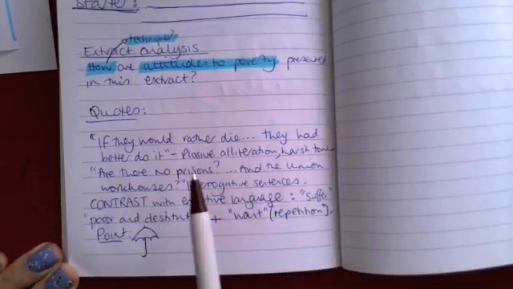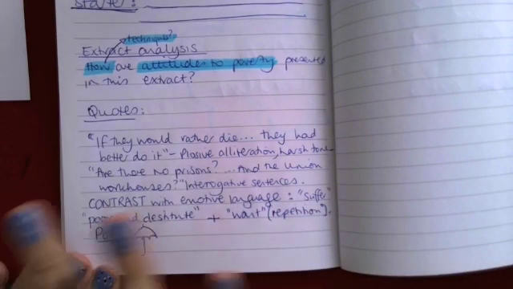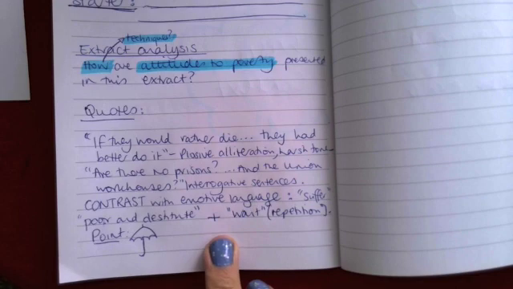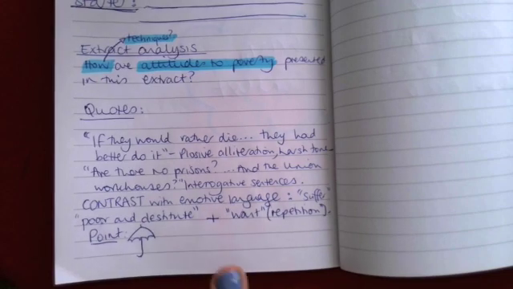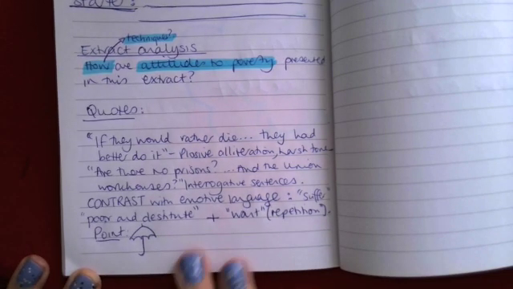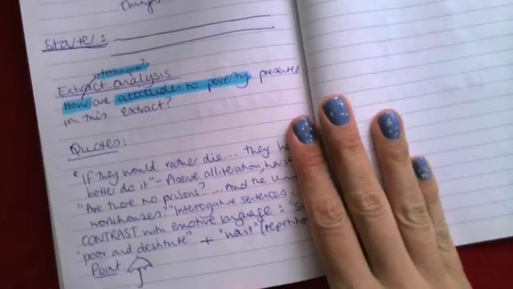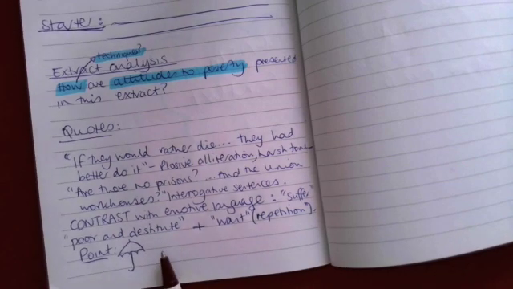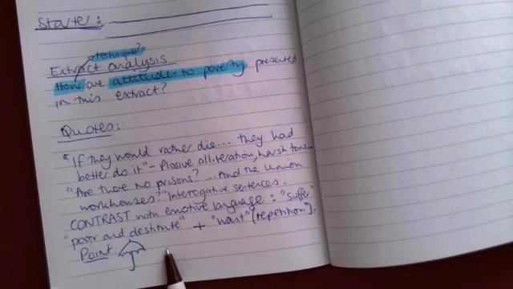make yourself an umbrella point. So this is a point sentence that summarizes what you think the overall impression is in the extract of the attitudes to poverty. So I'm going to ask you to just pause here and write me a point sentence. Okay, it doesn't matter if it's not perfect, I'll talk you through it afterwards, but give it a go now. Okay, so hopefully now you've come up with a point sentence. So I'm going to talk you through how I would do it. Grab yourself a green pen and you can edit yours if you feel that it's not quite up to scratch.